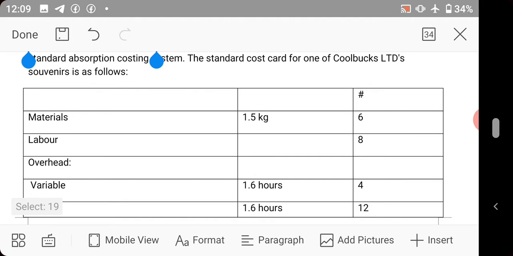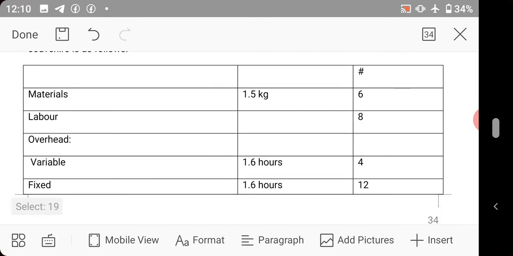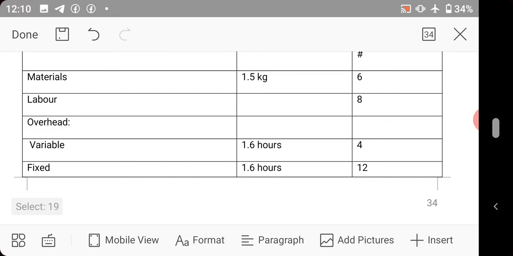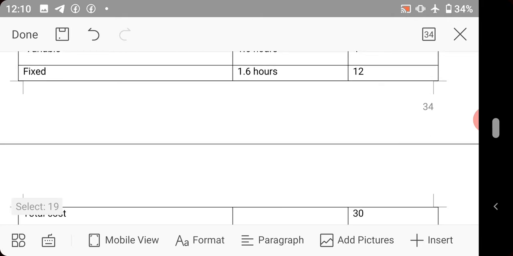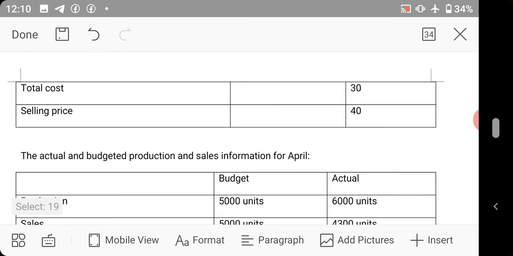Materials is 1.5 kg. So the standard material is 1.5 kg and 6 naira to produce one finished good. The price per kg of material we'll get later. Labor is 8 naira per unit. Variable overhead is 1.6 hours, which means labor is 1.6 hours to produce 1 unit. Fixed overhead is 1.6 hours. Then total cost is 30 and selling price is 40, so the budgeted profit per unit is 10.